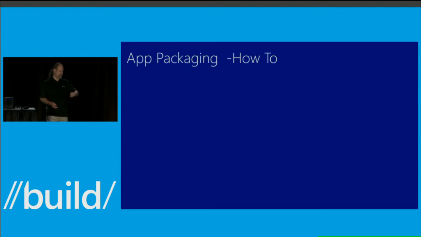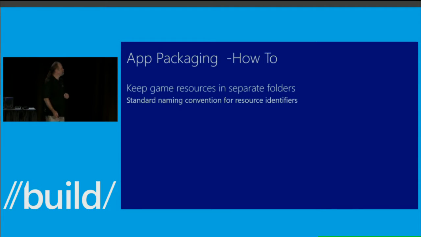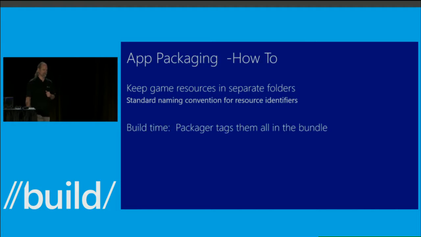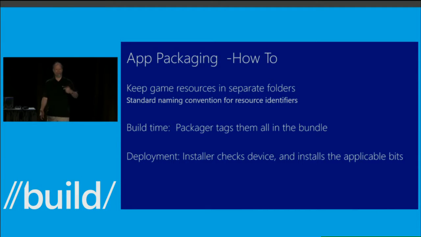So let's go through a little bit about how this works. The way we recommend people to do it, you don't necessarily have to do this, is to just keep your assets for each feature level in a separate folder as part of your project. The packager, when you go and build the package that uploads it to the store, will tag them all with the assets that they're keyed with based on the name of that folder. And then at deployment time, the installer checks the machine, sees what properties of the machine are, and downloads the corresponding bits at install time.